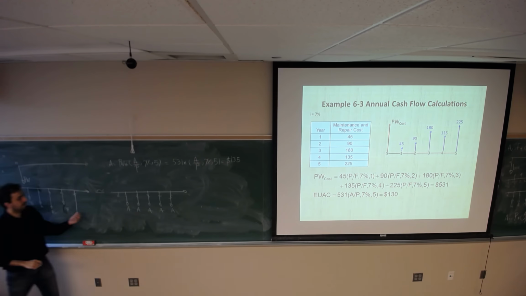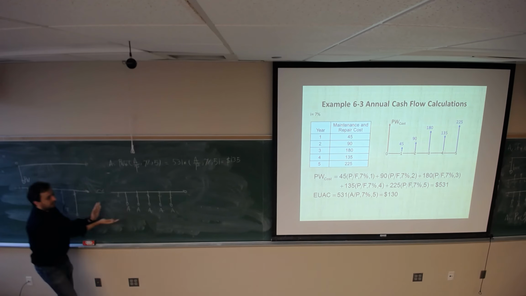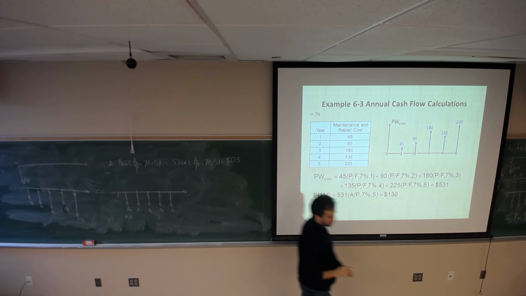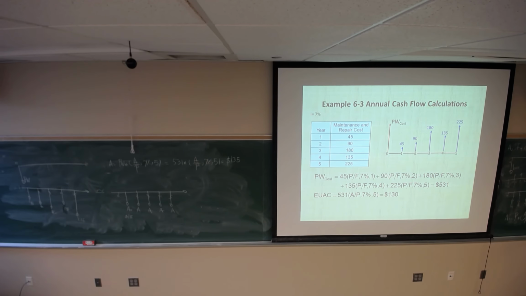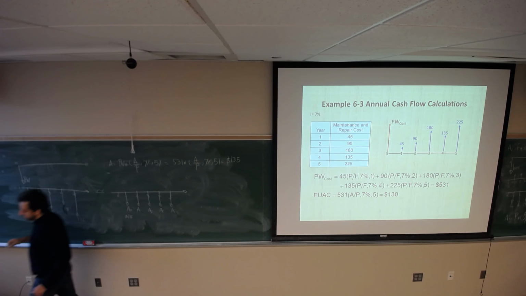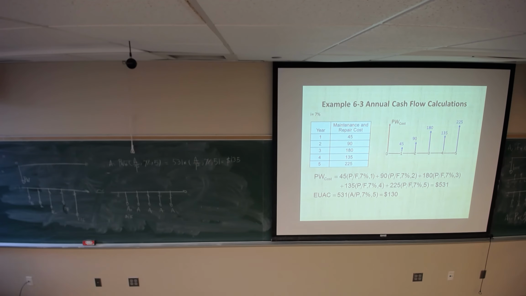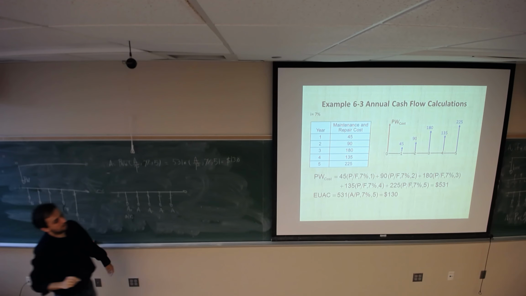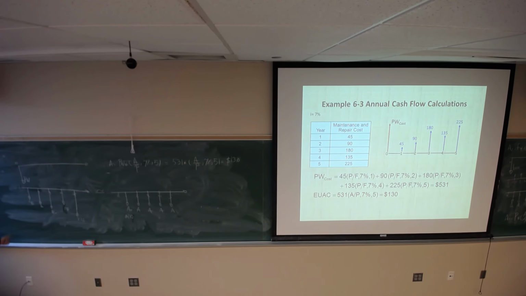So this maintenance cost is going to cost us $135 every year for 5 years, at the interest rate of 7%. As you see, if I change 7%, this is going to change. 130, not 135, sorry. Any question on this?